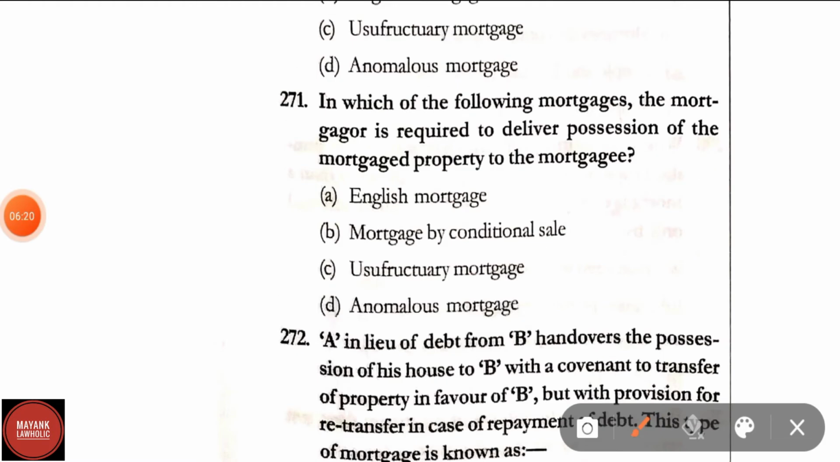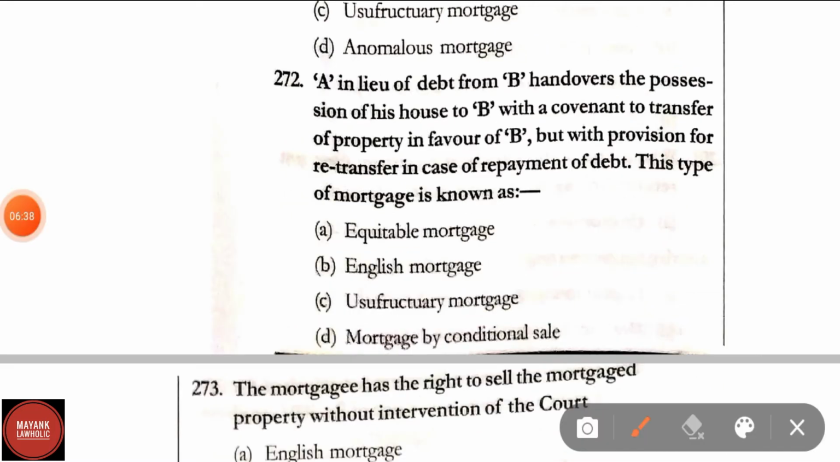Question number 271. In which of the following mortgages is the mortgagor required to deliver the possession of the mortgage property to the mortgagee? Options are English mortgage, mortgage by conditional sale, usufructuary mortgage, anomalous mortgage. Correct answer is option C, that is usufructuary mortgage.